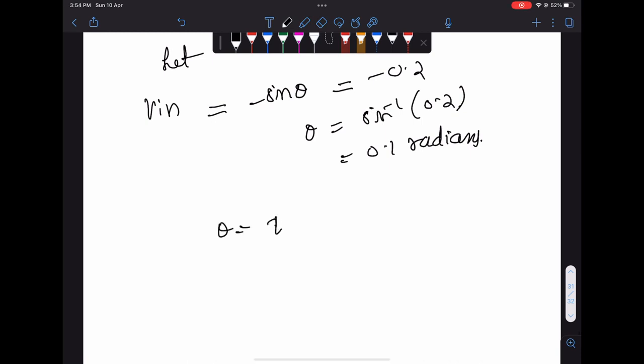So theta is equal to omega t, and omega is equal to 2 pi times frequency, everything is given, so you can calculate the time period.